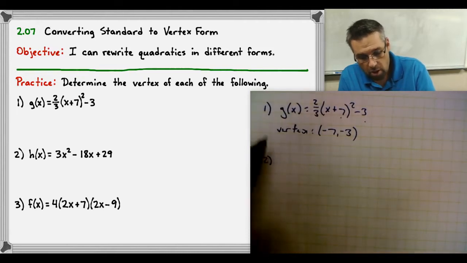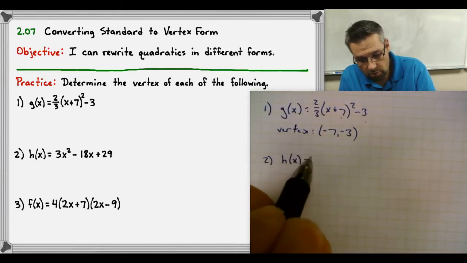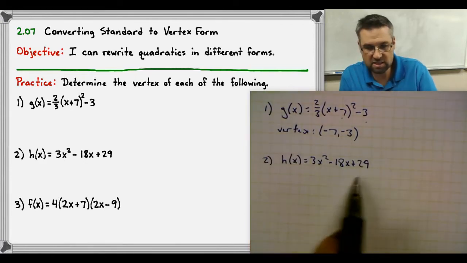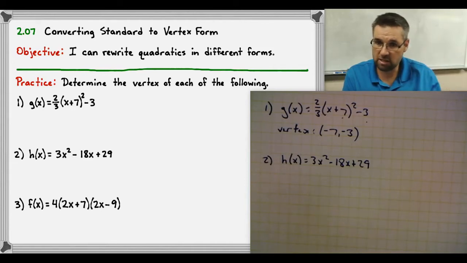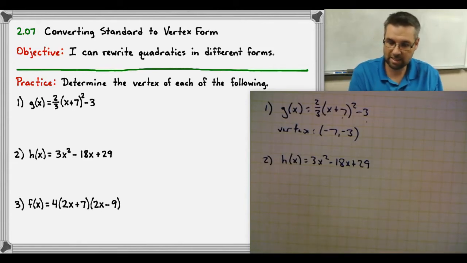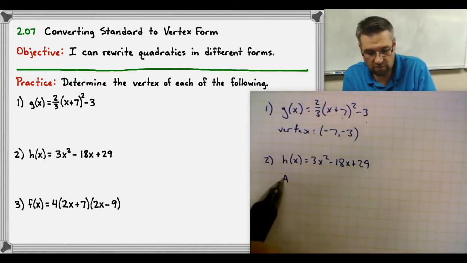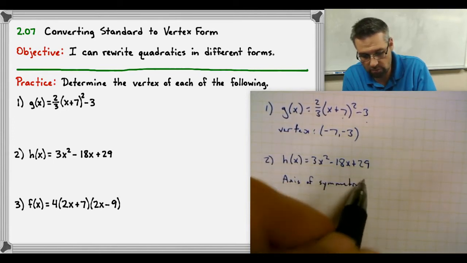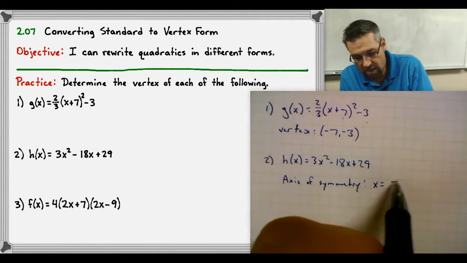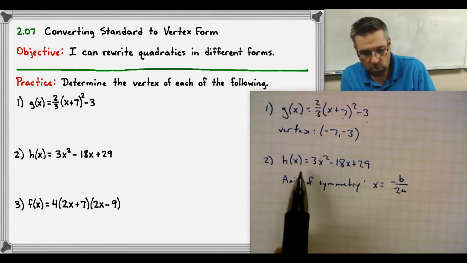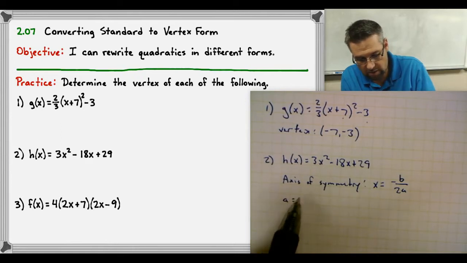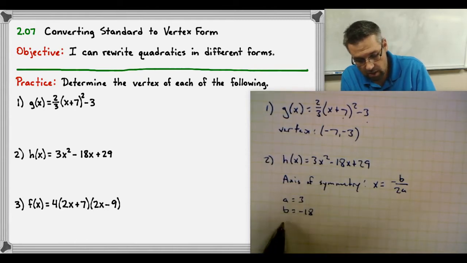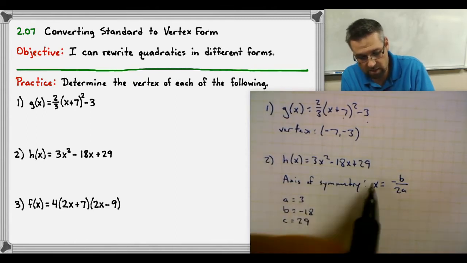For number 2, we have h of x equals 3x squared minus 18x plus 29. And so this is standard form. And since I'm asking for the vertex here, I've got to go through the motions that we did in the last lesson. How do we find the vertex? Well, the first thing we have to do is find our axis of symmetry. And remember, the equation for that is x equals -b over 2a. And so we have to identify our a value. So our a is 3. Our b value is the number in front of the x, so our b is -18. And then our c value is +29. It's the constant at the end.